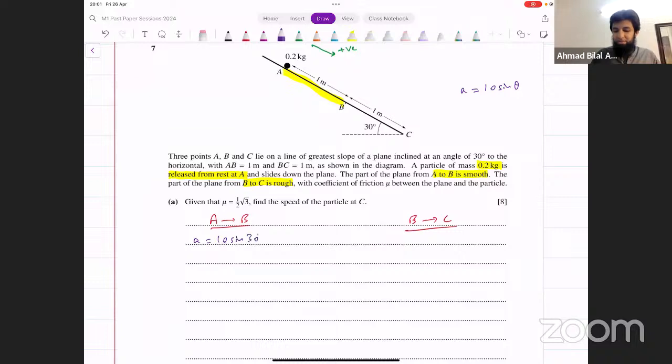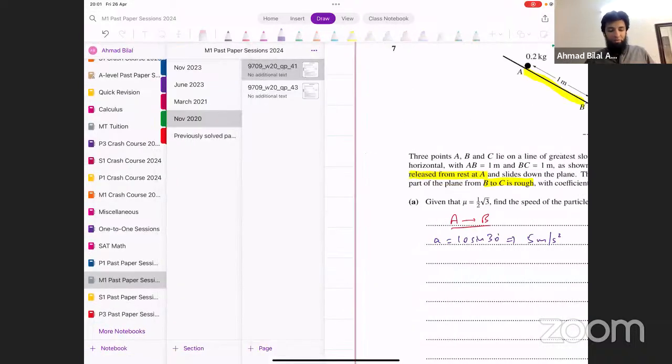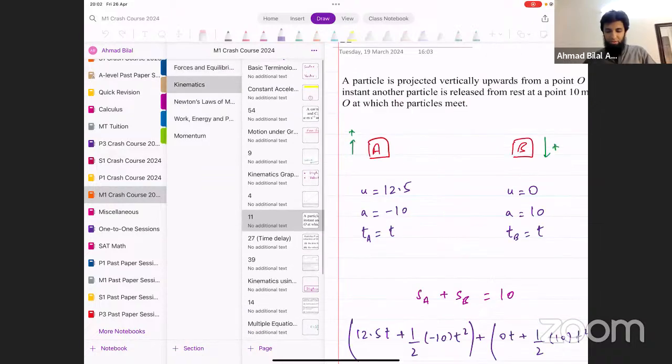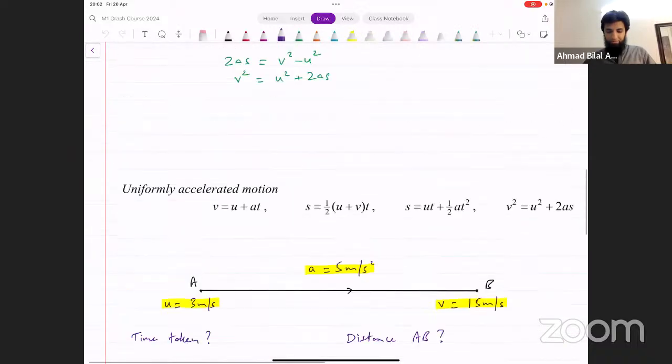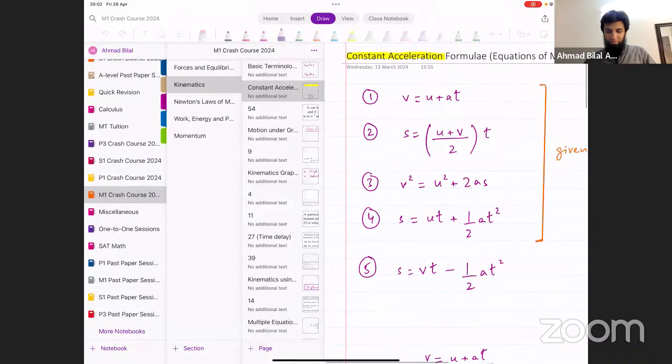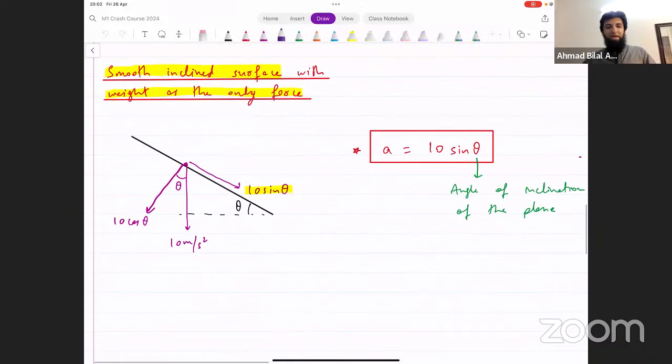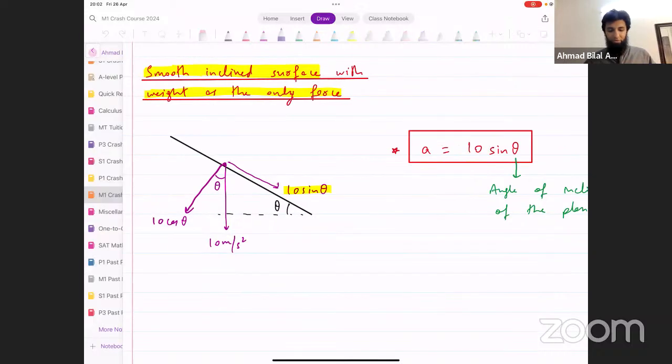In this case, that's 10 sine 30. And that turns out to be 5 meters per second squared. That is something that you should remember. Whenever you have a smooth inclined surface with weight as the only force acting, acceleration is given by 10 sine theta. Okay? You can use that directly.